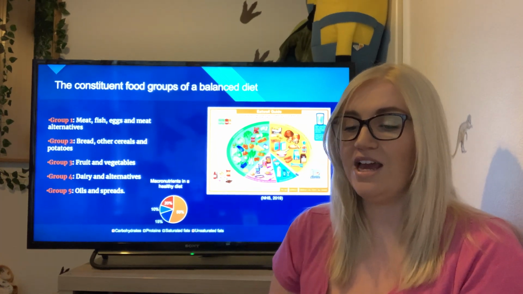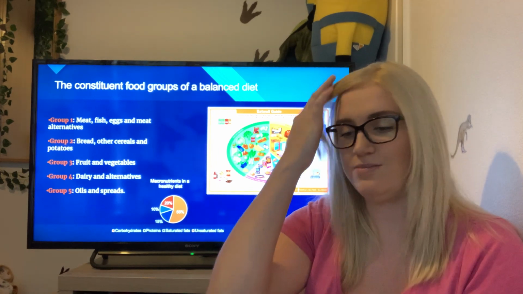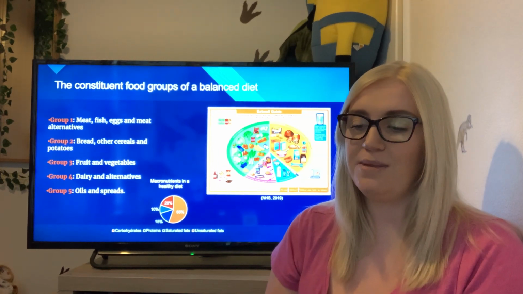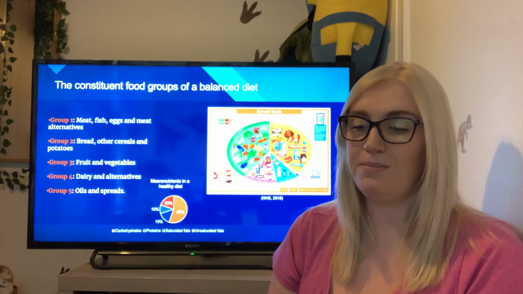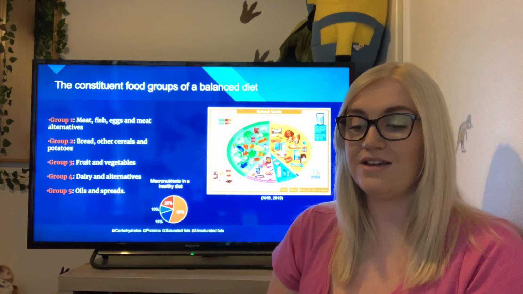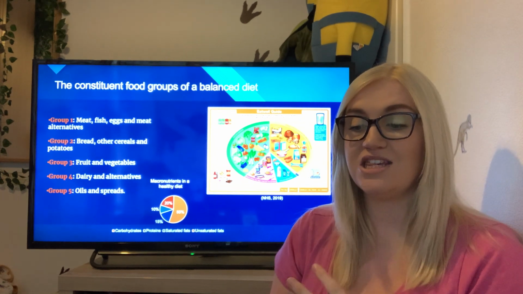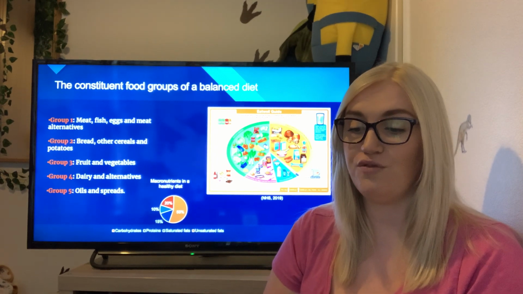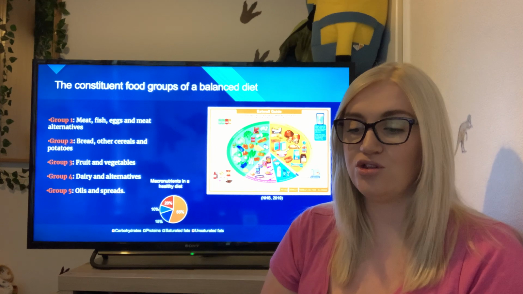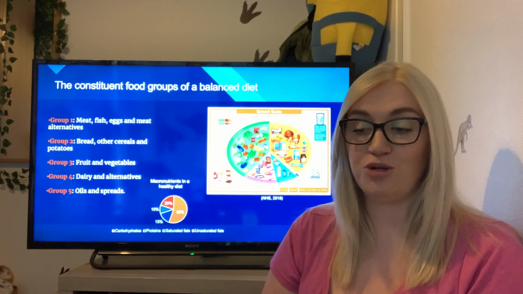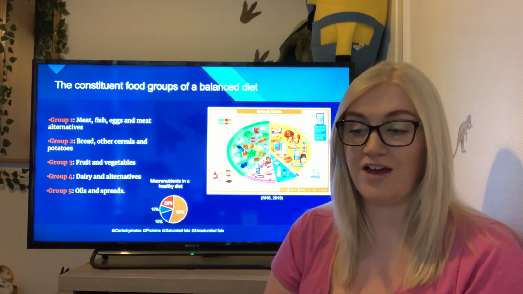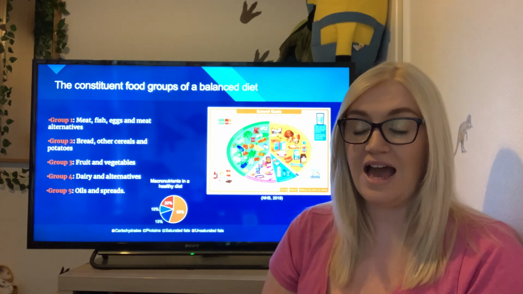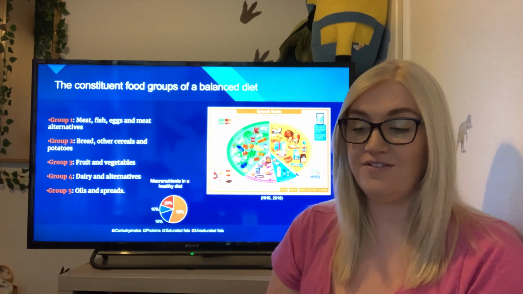Group 1, meat, fish and eggs. This group has a rich source of protein, vitamins and minerals such as iron and zinc. Meat also provides the important vitamin B12. Group 2, bread, cereals, pasta, rice and potatoes. These are our starchy carbohydrate foods. They keep us fuller for longer, providing a slow release of energy. They are a good source of energy and provide the body with fibre. Insoluble fibre helps with digestion, and these foods also include calcium and vitamins.